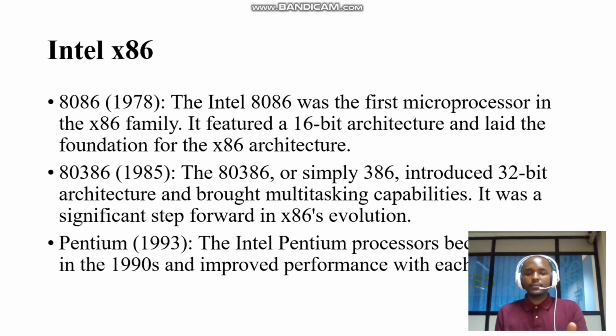80386, 1985. The 80386, or simply 386, introduced 32-bit architecture and brought multitasking capabilities. It was a significant step forward in x86 evolution. Then we proceed to 1993, that's the Pentium. The Intel Pentium processors became iconic in the 1990s and improved performance with each iteration.